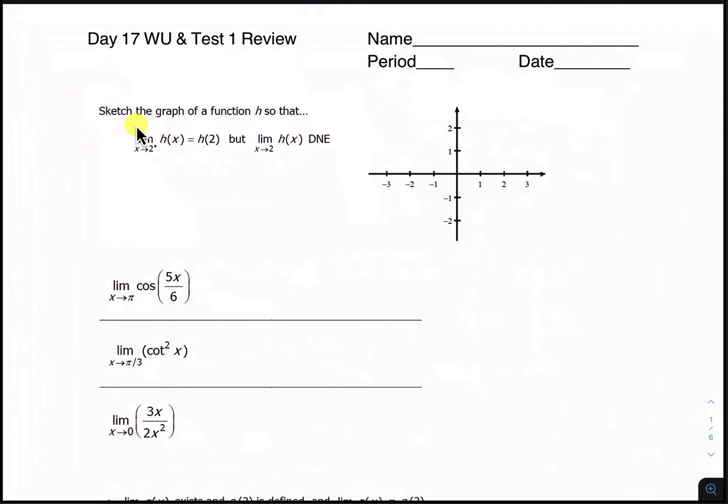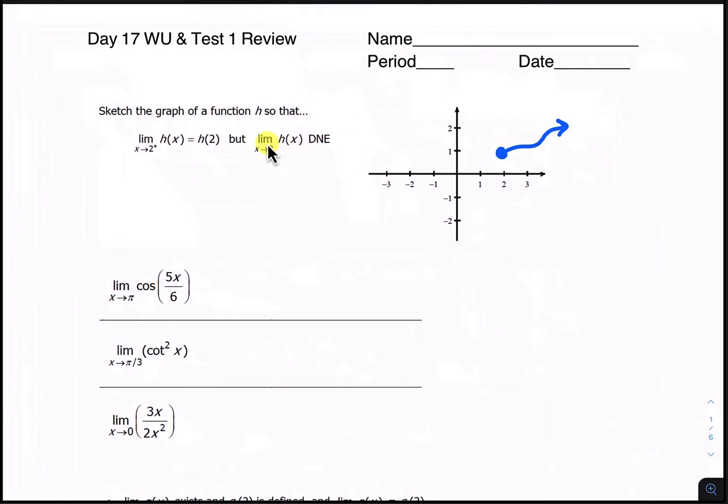The first question says to sketch the graph of a function h so that the limit as x approaches 2 from the right is equal to h of 2. In other words, as you're getting close to 2 on the x-axis from the right, the y values are approaching h of 2, which means it's approaching the y value at 2. So maybe it looks something like this. You're approaching 2 from the right, and then when you get to 2, you arrive at the y value at 2, which means you're arriving at this closed circle.